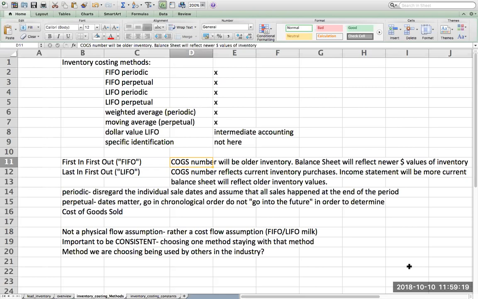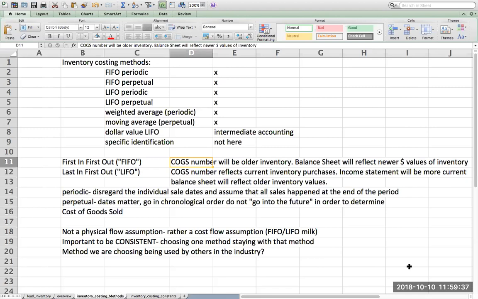So if I'm doing something that's perpetual, the dates matter. And so I'm going to go chronologically by date. I'm going to look at each sale in the order it happened and then determine what goes into cost of goods sold at that point in time.